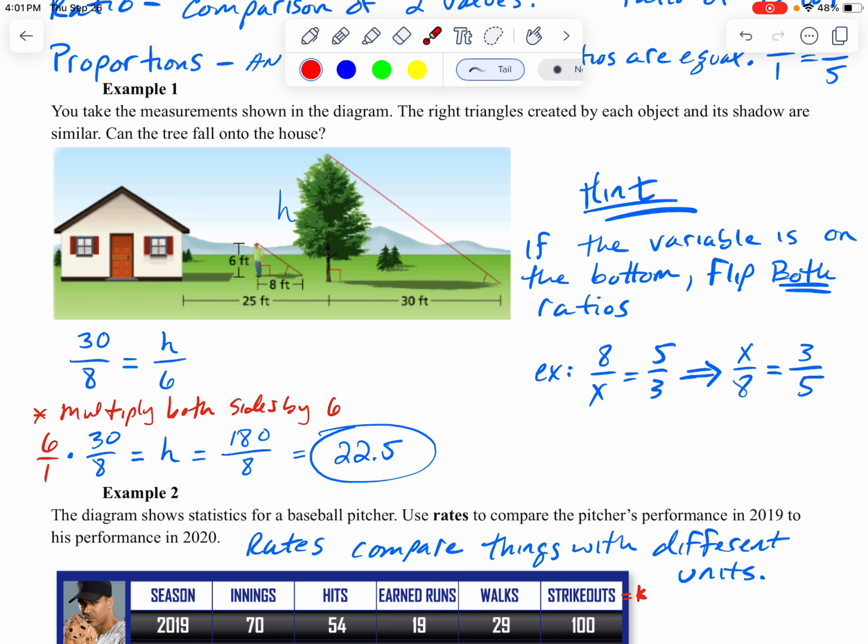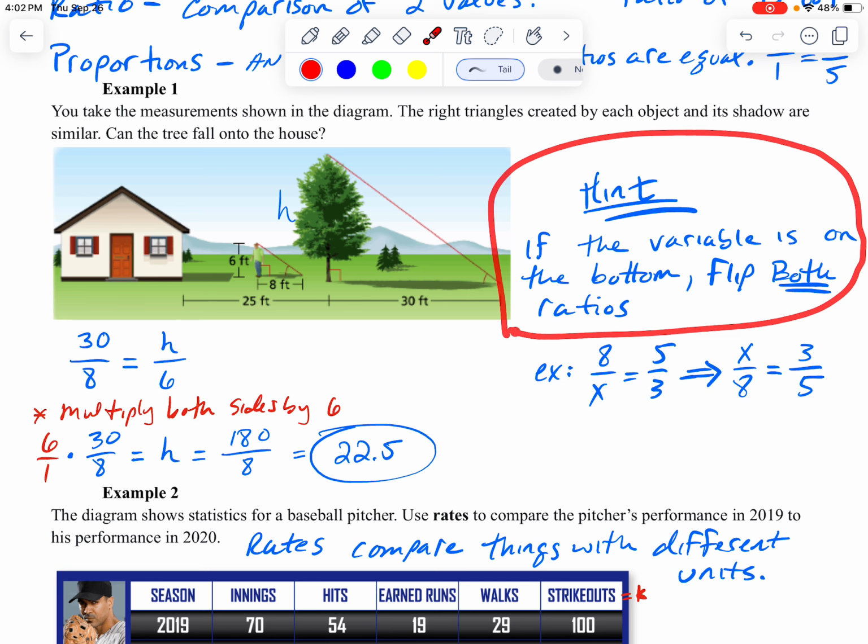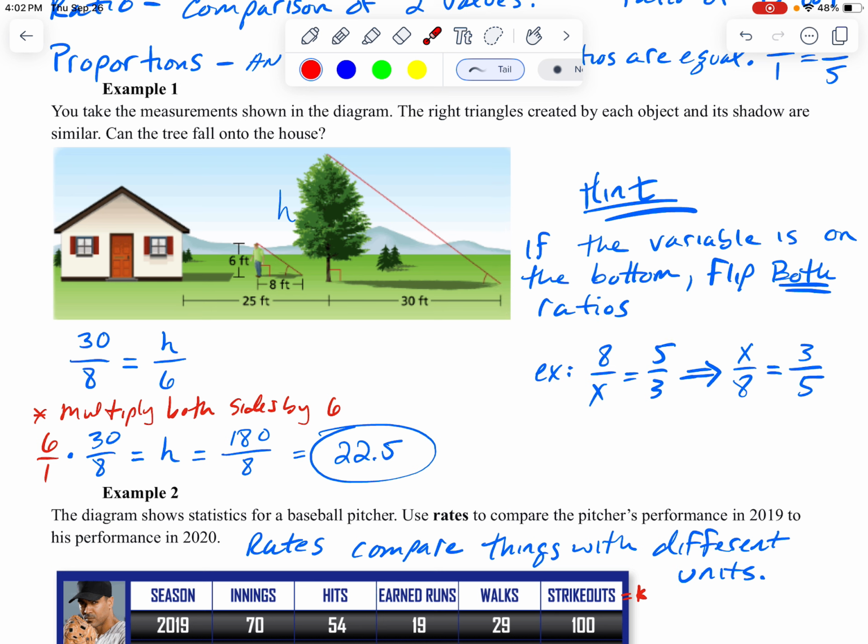It gets a lot messier if the variable is on the bottom and we're trying to do stuff to both sides. If we flip both of our ratios, we will end up with something that means the exact same thing. So the hint is, if the variable in our proportion is on the bottom, we can flip both. For example, if I had 8 over x equals 5 over 3, I can flip both of these. So notice that becomes x over 8, and the other one becomes 3 over 5, and I still end up with the same proportion.